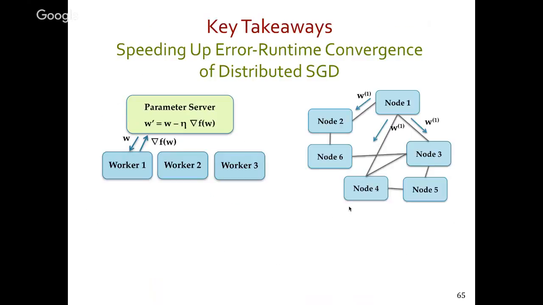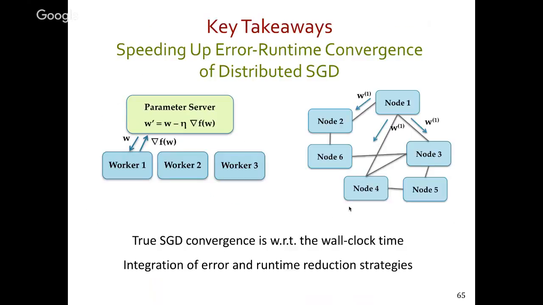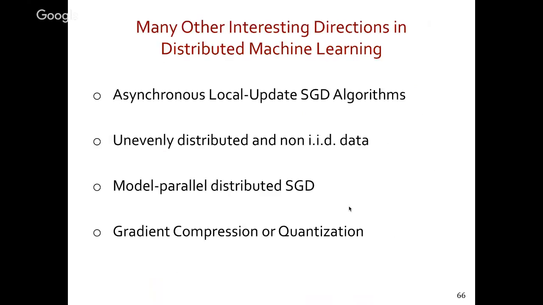And for ResNet, we again get similar results. So I want to conclude since I'm running out of time. So the key takeaway is that we want to integrate error reduction and runtime reduction strategies in order to optimize the true convergence of SGD with respect to the wall clock time. And there are many interesting directions that are still open for future work, including asynchronous local update algorithms, considering non-IID data, model parallel SGD, and gradient compression, quantization, etc. So with that, I want to stop and I can take any questions.